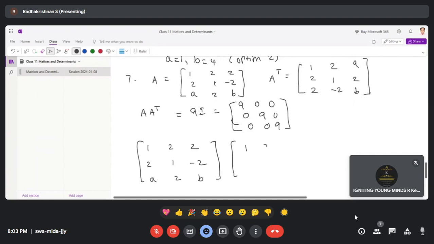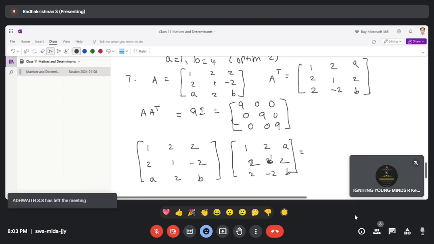into 1, 2, a, 1, 2, 2. Sorry. So let's multiply and put it down. This is 1 square plus 2 square plus 2 square, so that means this is 9. You see that is already matching. Okay. So first row, second column. So 1 into 2, 2 plus minus 4. That is 0. 2 plus 2, 4. 4 minus 4, 0. So that is also matching with 9i.